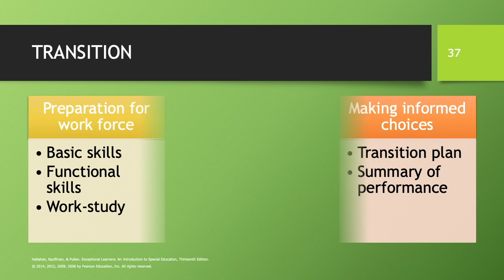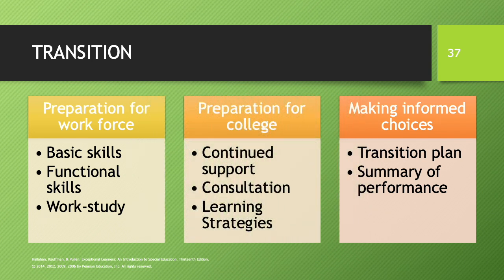When we're working on the IEP, or Individualized Education Plan, we must include transition goals, and we want to make sure that these goals include preparation for the workforce, college, and making informed choices. In terms of preparation for the workforce, we want to focus on basic skills, functional skills, and work study for their chosen profession. In terms of preparing for college, we want to look at continued support, consultation, and learning strategies. And as far as making informed choices, we want the student to help us write the goals for their transition plan and also get their input for the summary of performance.